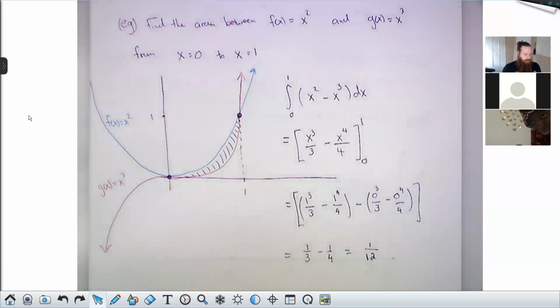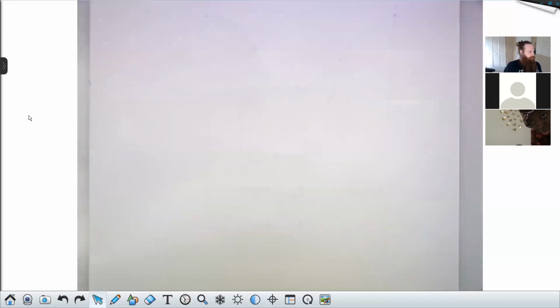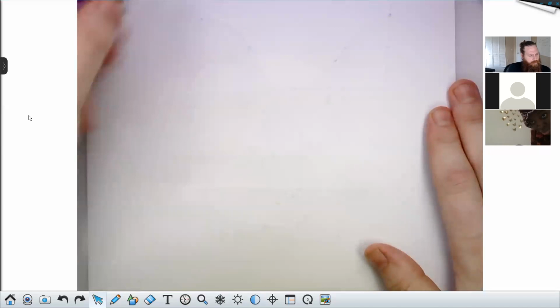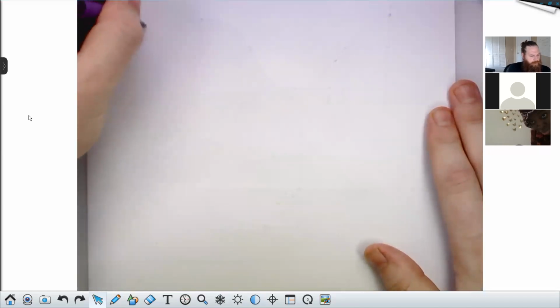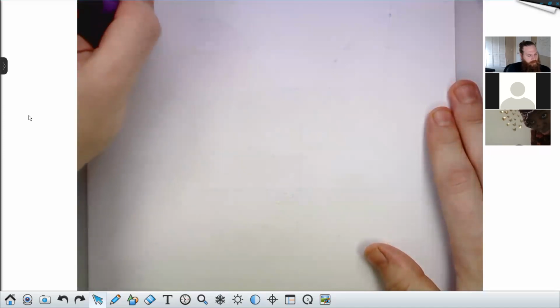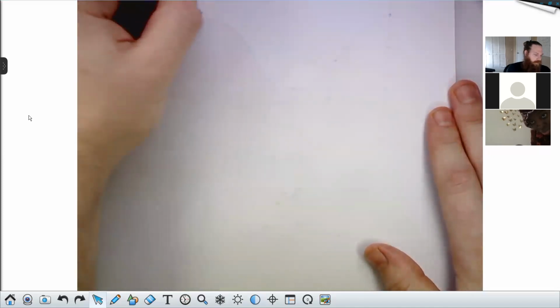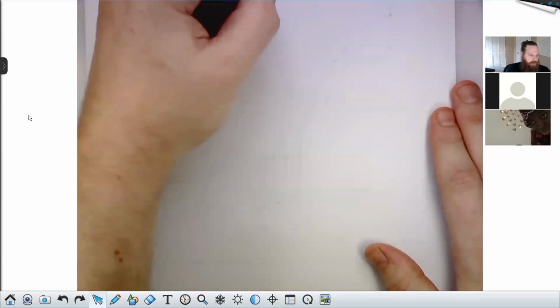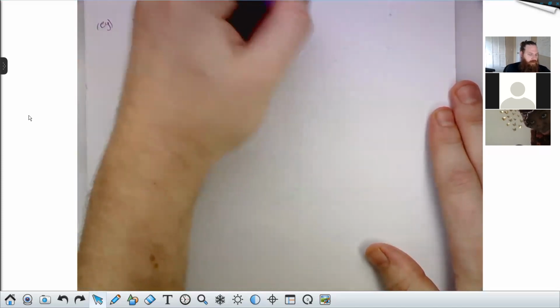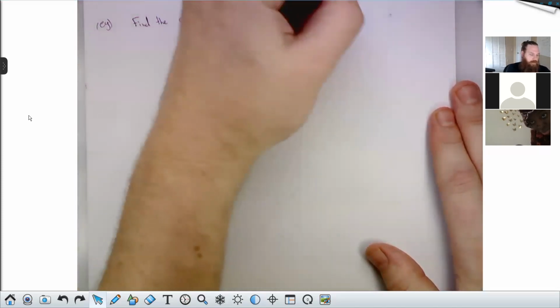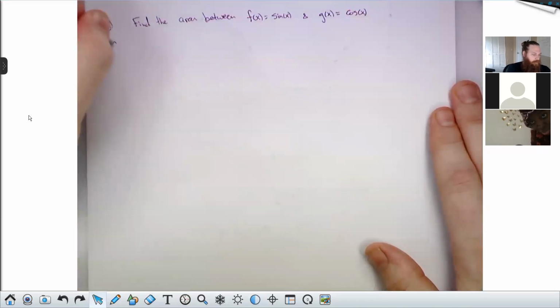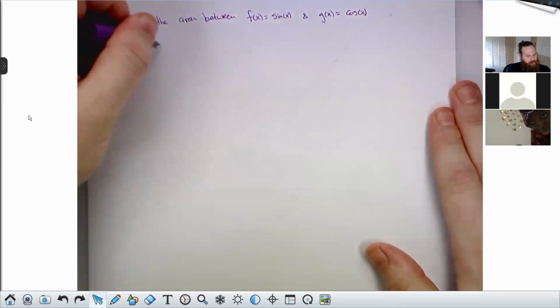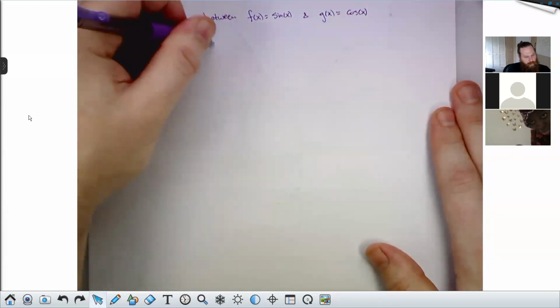Okay, then let's look at something a little more challenging along the lines of what Elise is asking. What if they cross the x-axis? We've seen that if functions are negative, the integral will measure the area as negative, but what about here? So let's find the area between f of x equals sine x and g of x equals cos x from x equals 0 to x equals pi.